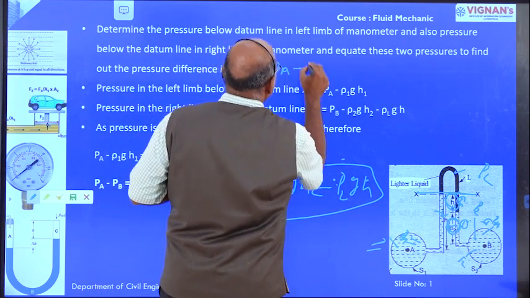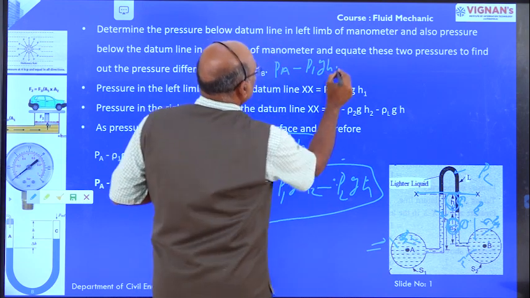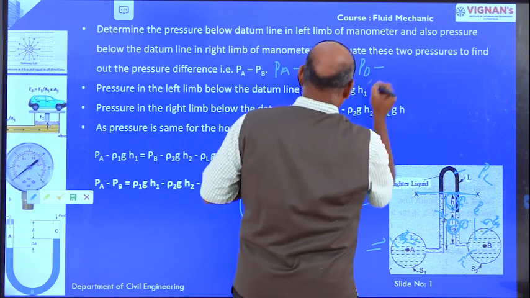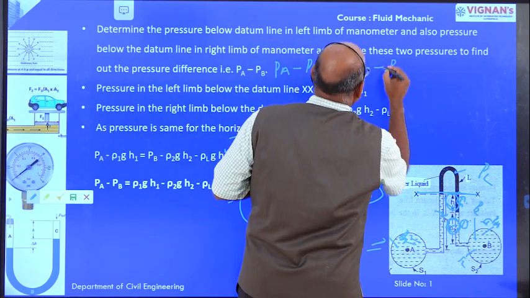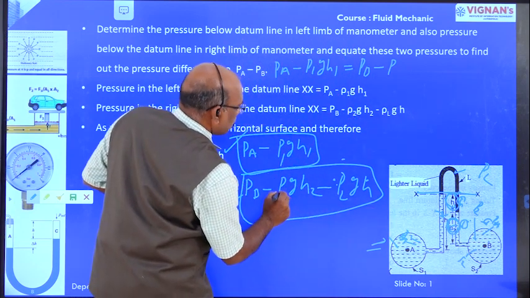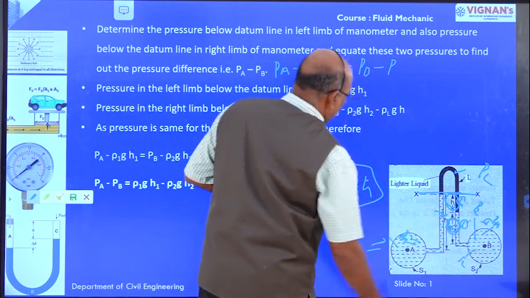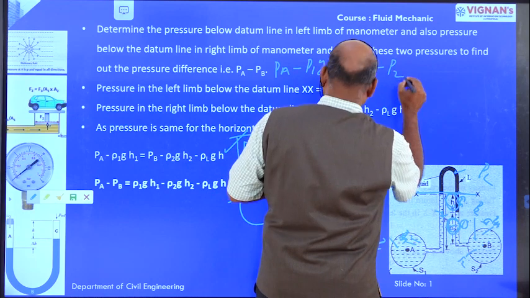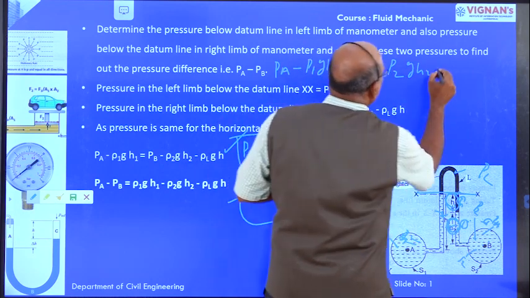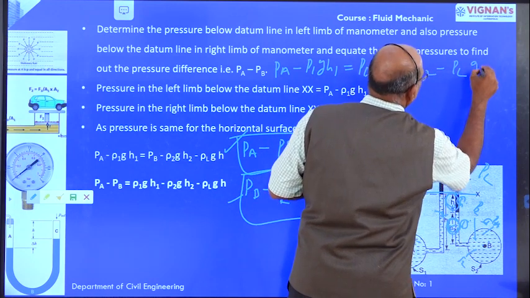PA minus rho 1 G H1 is equal to PB minus, this is rho 2, the density of the flowing liquid in pipe B, rho 2 G H2 minus rho L G H.